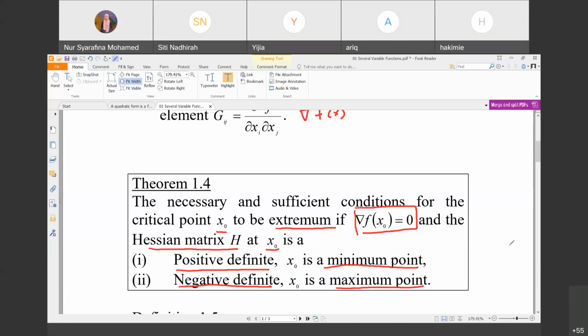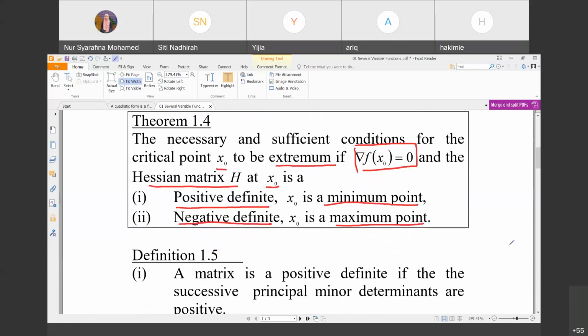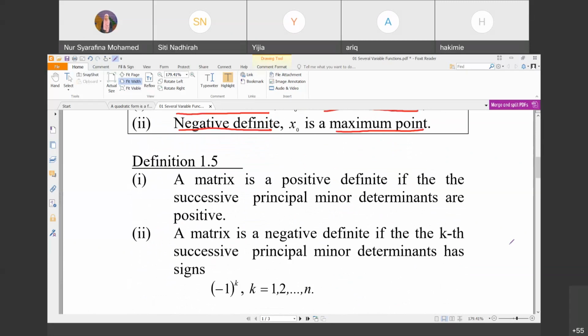But besides these, we also have indefinite. We don't know their definiteness, whether it is positive or negative. That's why we have a mixture of values there. Now, the definition: a matrix is positive definite if the successive principal minor determinants are positive.